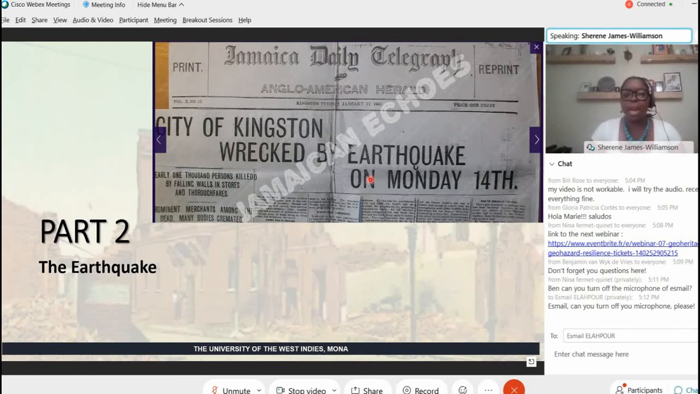All right. So that said, we're at part 2, and I thought, starting out about the earthquake and its damage, I'd use this headline from the Jamaica Daily Telegraph from January 22, 1907: "City of Kingston wrecked by earthquake on Monday 14th." This was about a week later. It tells you that prominent merchants had died, much in the same way that our newspapers now would carry something like this. The difference is this would be all over CNN, and we would be living an earthquake basically on TV, which is another dimension to awareness.